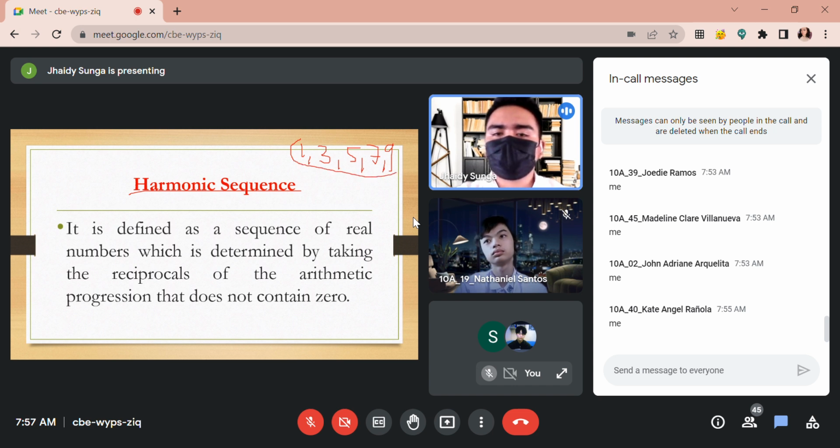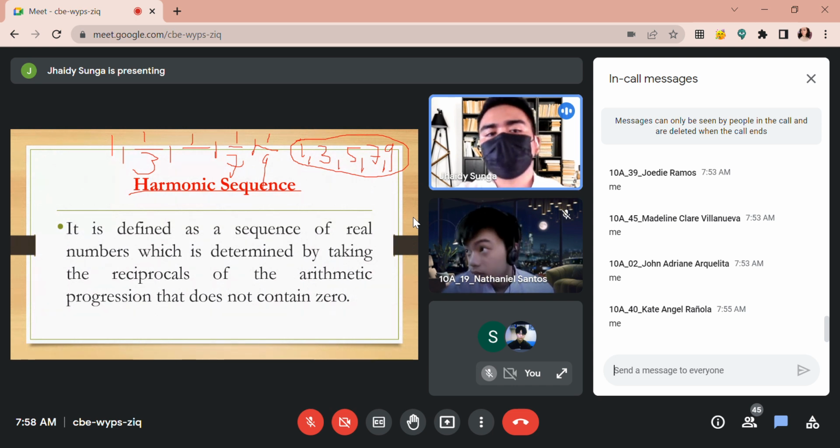These real numbers are reciprocated. When they are reciprocated, what is the reciprocal of 1? Of course, 1. Next, what is the reciprocal of 3? The reciprocal of that is 1/3, right? What about 5? It is 1/5. And so on, 1/7, 1/9.